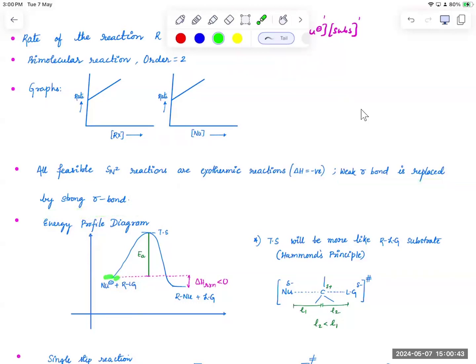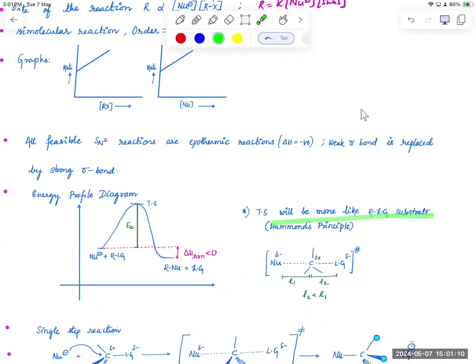So from here, we have a nucleophile, and we have a leaving group here. The nucleophile will attack, the leaving group will go. It will go through a transition state and then finally reach a product. You can see the final energy is always lesser than the initial energy, which makes delta H negative. And this energy which is required is the activation energy.